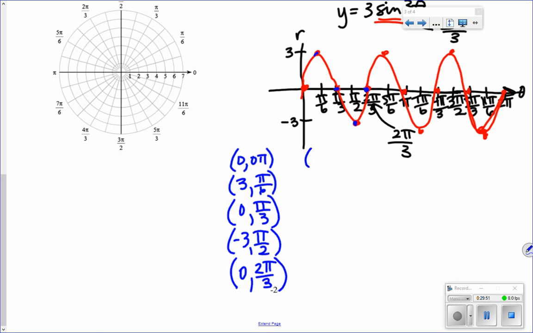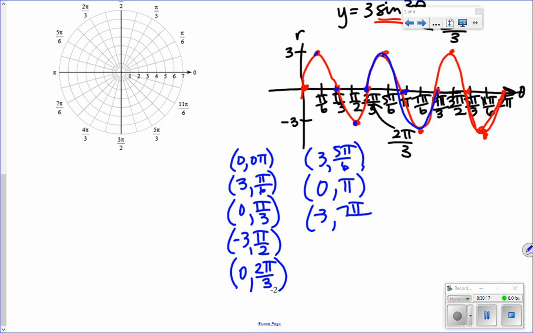I'm going to go on to the second portion that I graph, the second period of that graph. So I will be at 3, 5 pi over 6, 0, pi, negative 3, 7 pi over 6, 0, 4 pi over 3.